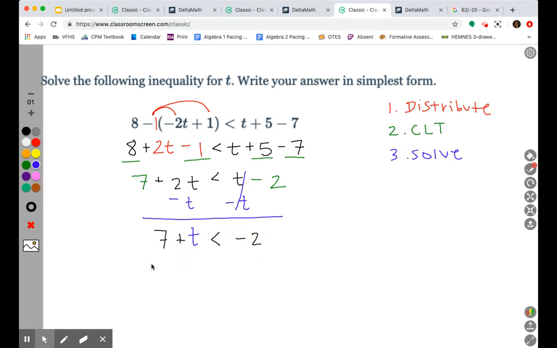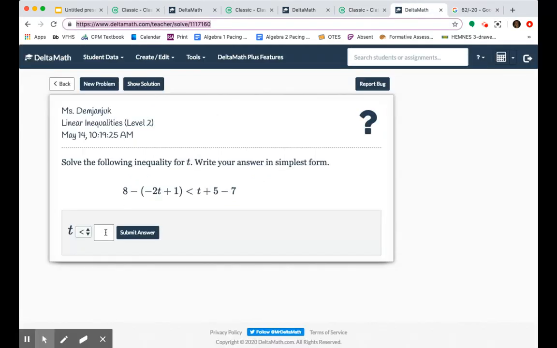We want the t to be by itself, so we'll subtract the 7 from both sides. T is less than negative 2 minus 7 gives me negative 9. And the t is already by itself. We don't have to divide anything off. So t is less than negative 9.